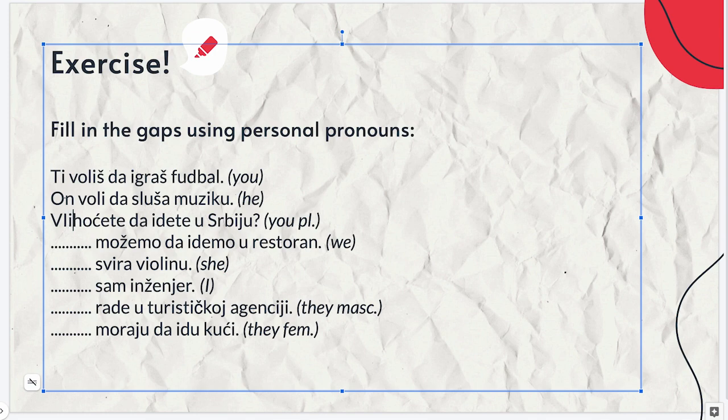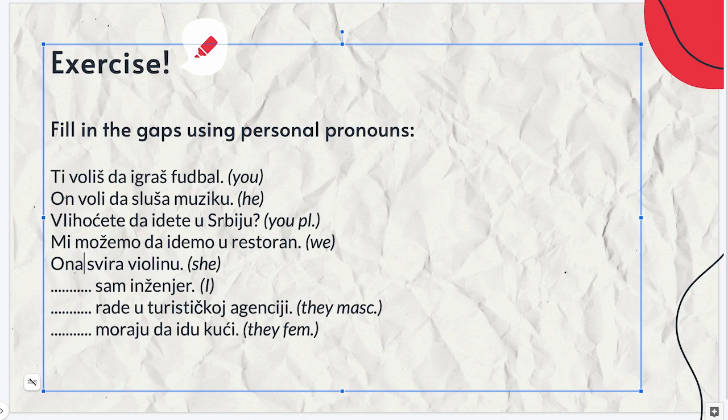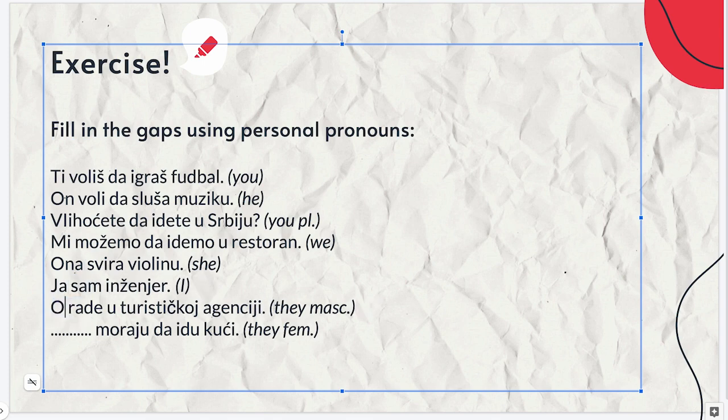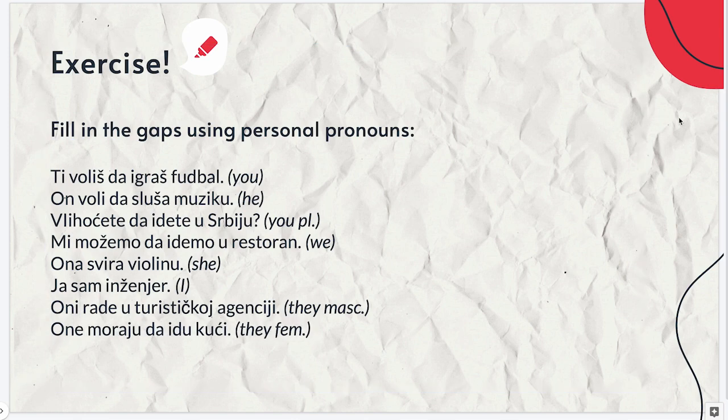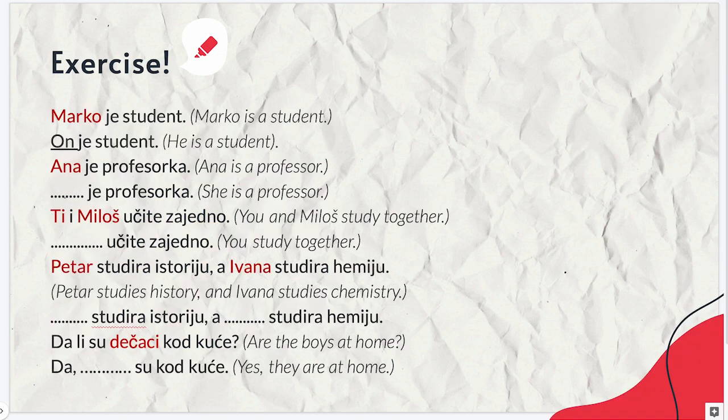Vi hoćete da idete u Srbiju. Mi možemo da idemo u restoran. Ona svira violinu. Ja sam inženjer. Oni rade u turističkoj agenciji. And one moraju da idu kući. This exercise should be fairly easy. It's just a memory game.